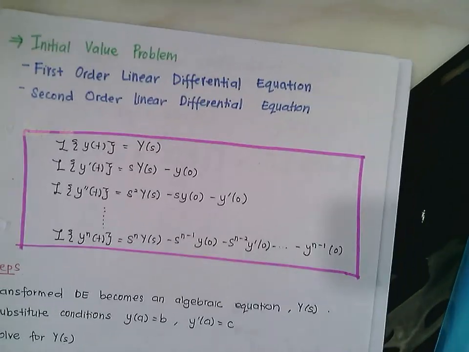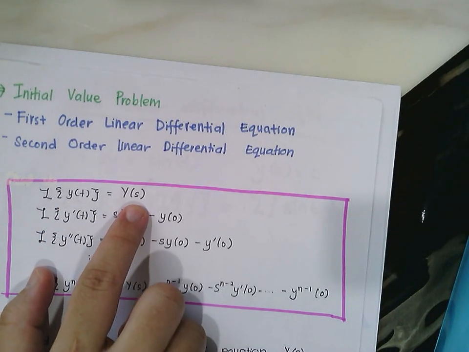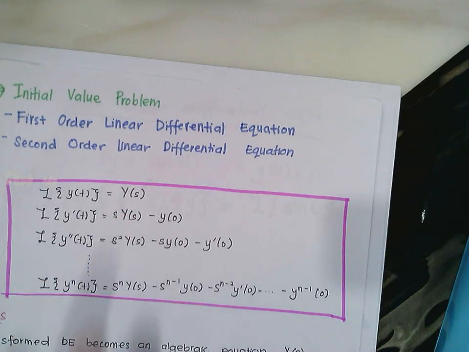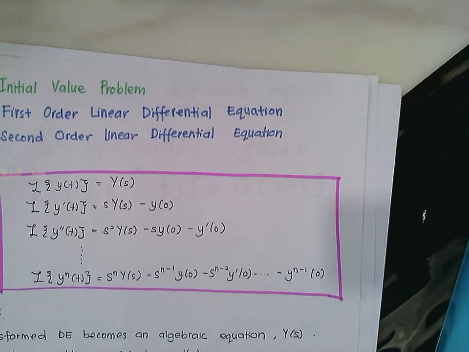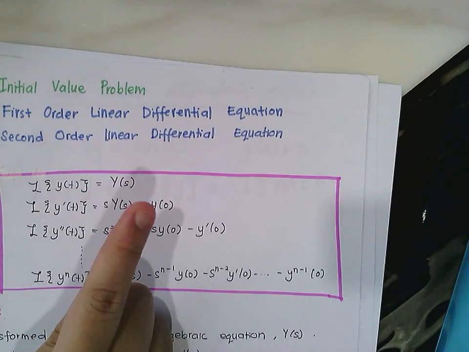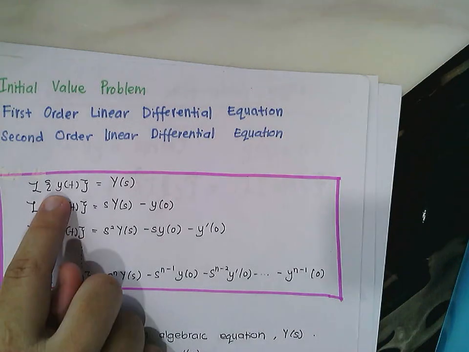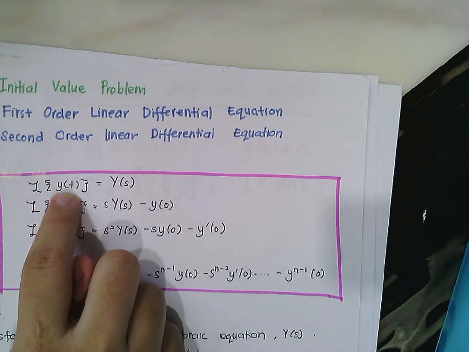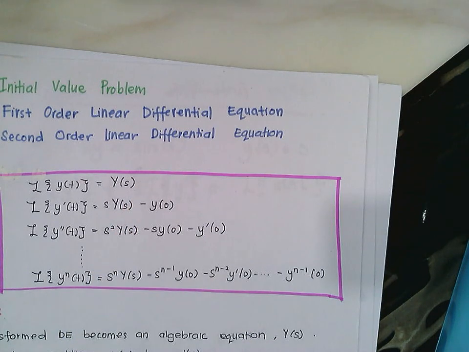And you have to know Laplace of y(t) is equal to Y(s). This one you should know because at the beginning of this chapter, I already taught you we apply Laplace transform from t domain to s domain. So if you have f(t), then you will have F(s). So if you have y(t) here, then Laplace of this one will give you Y(s).